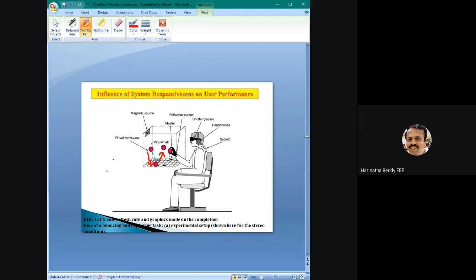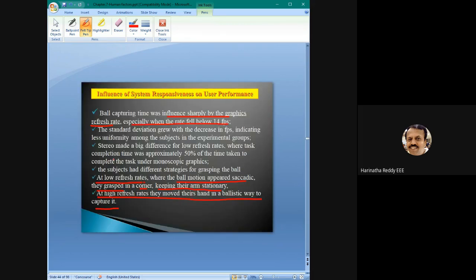But if that refresh rate is very large, then the ball movement will also be very fast, and sometimes it is difficult to catch that particular ball. That is why at high refresh rates, generally the user moves their hand in a ballistic way to capture it.